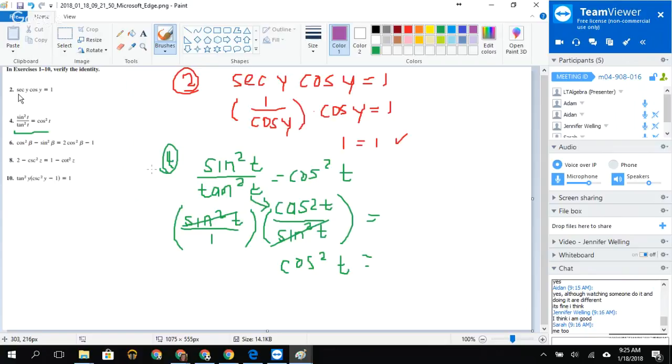Okay, number 6, we have the cosine squared of beta minus the sine squared of beta equals 2 times the cosine squared of beta minus 1. My first thought is that I'm really hoping to use the Pythagorean identity, because sine squared of beta plus cosine squared of beta equals 1. So I'm really hoping that works out for me here.